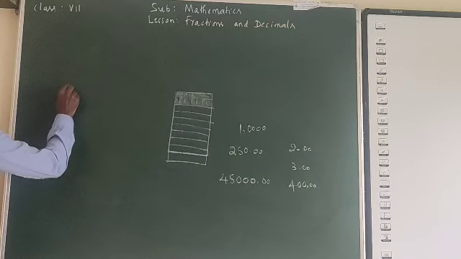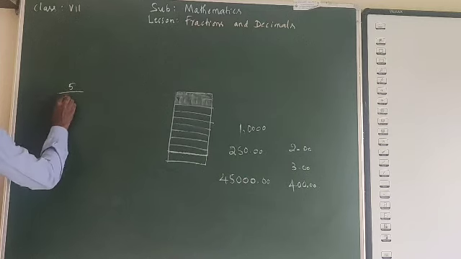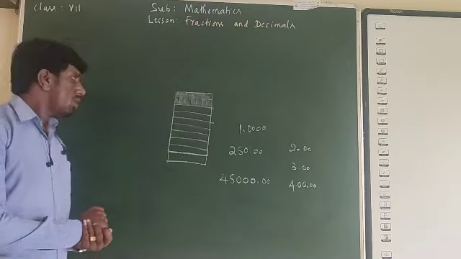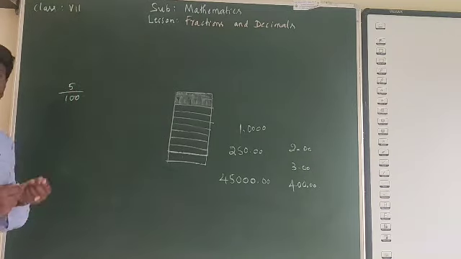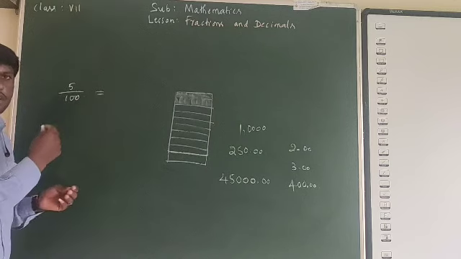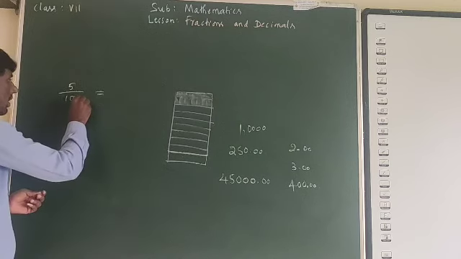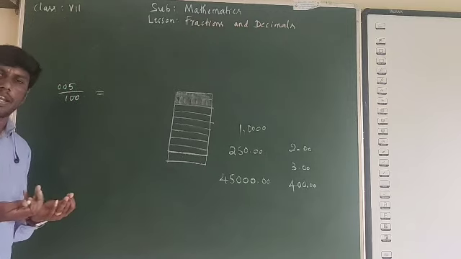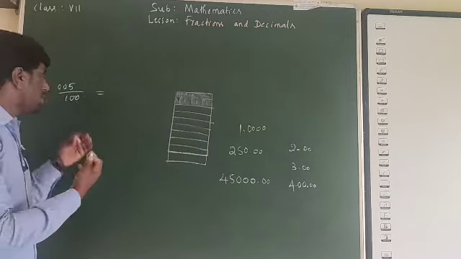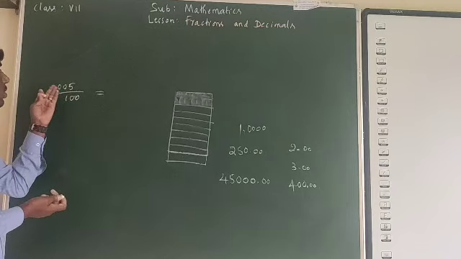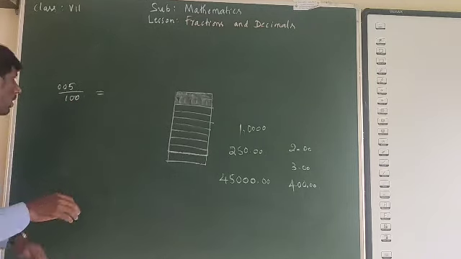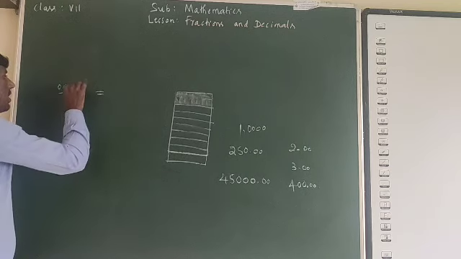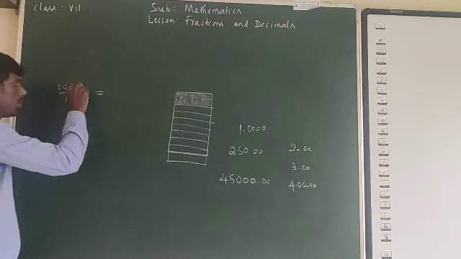Now let me take 100. So 5 by 100. How to represent this in terms of decimal? How to write in decimal form? 5 by 100. I can write how many zeros I want before that number, right? That will not change the number. 5 is also same. 005 is also same. Okay. So how many zeros do I have? 2 zeros in the denominator, right? So by default the decimal point was at the last.